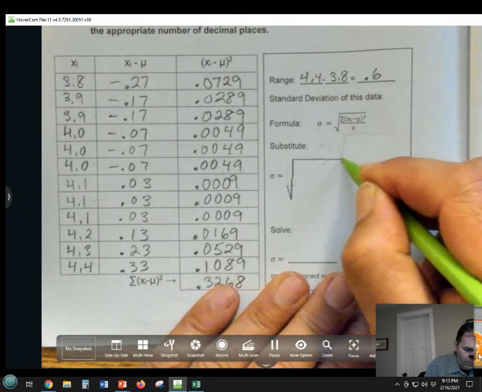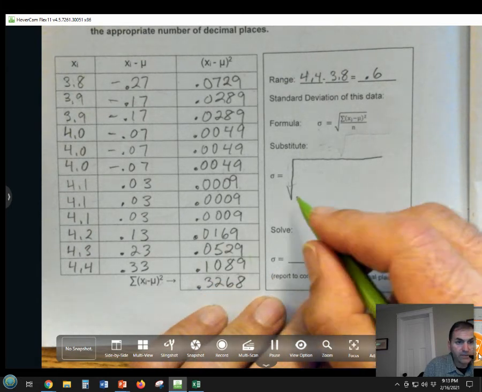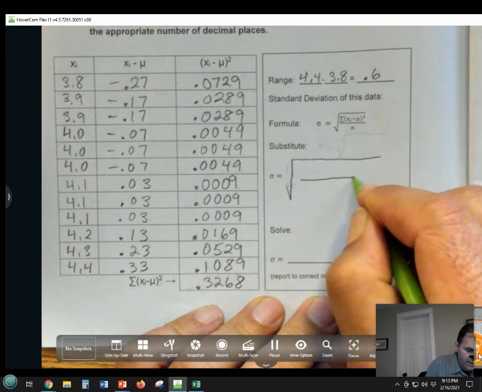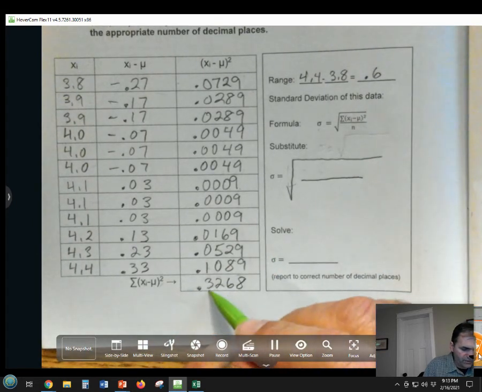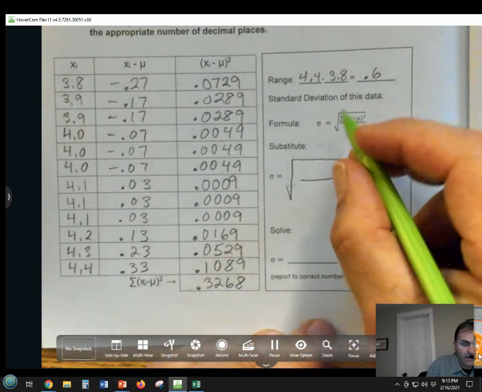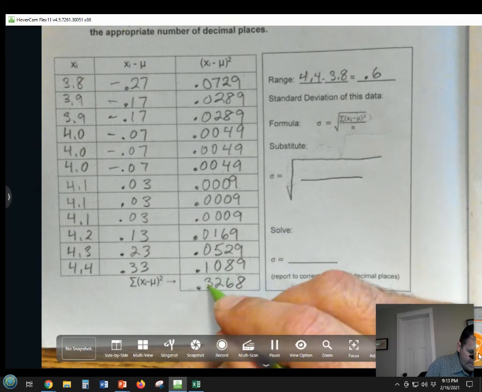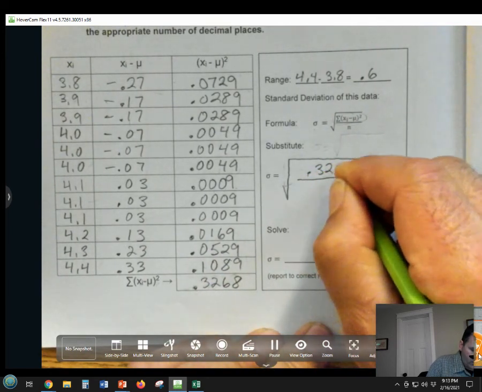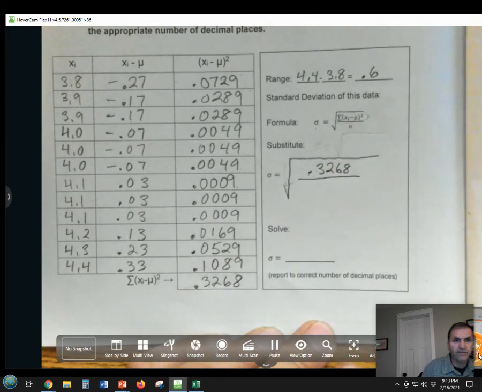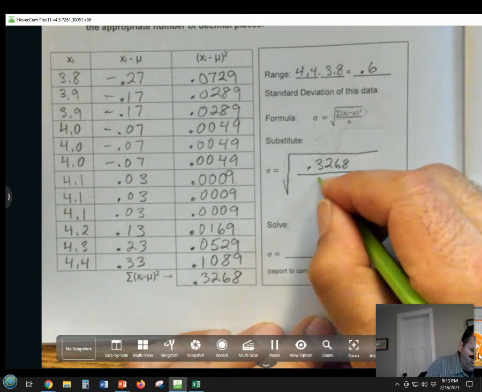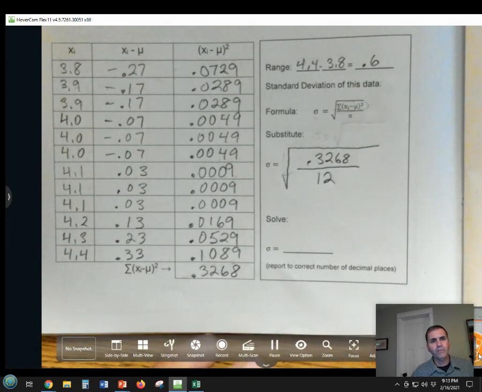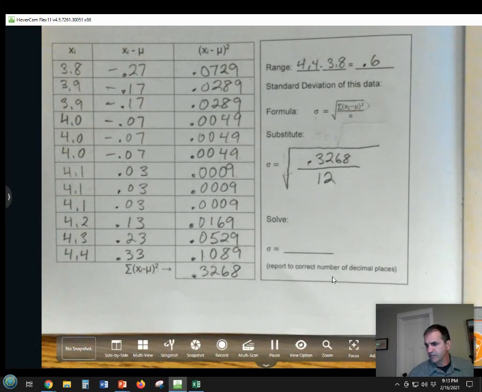And we've got a lot of room. So we're substituting, we're going to take the square root of the sum of all of those individual values. Now we have it. Here it is. Okay, so this is 0.3268, and we're going to divide that by the whole number that there is and take the square root of it, and then we're going to remember to report to the correct number of decimal places.